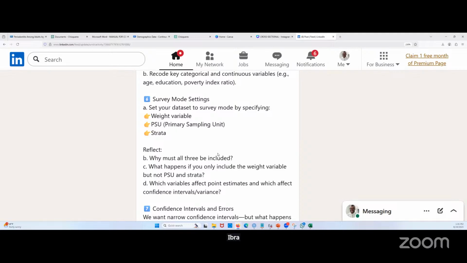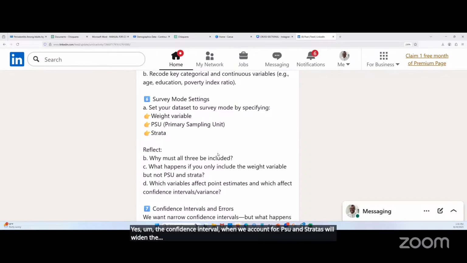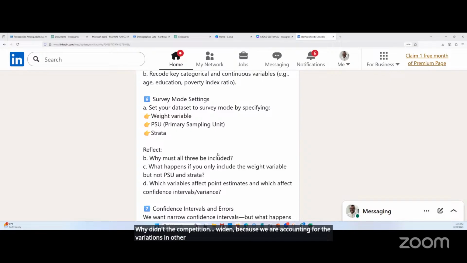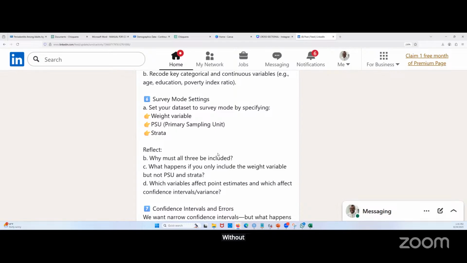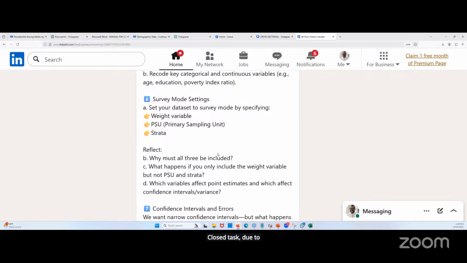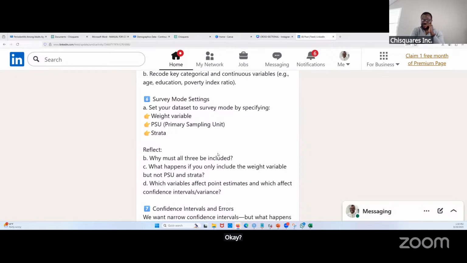Yes, the confidence interval when we account for PSU and strata will widen, because we are accounting for the variations in other clusters. But if we only focus on one cluster without looking at other clusters, the confidence interval will be narrower. But when we expand and consider other clusters, due to their variations, the confidence intervals will widen. That's my perspective. Thank you very much.